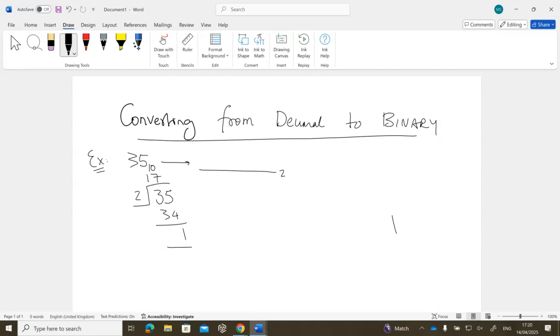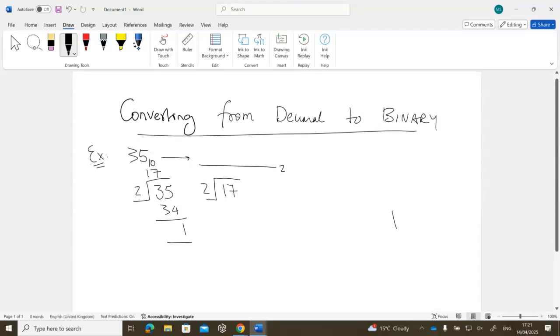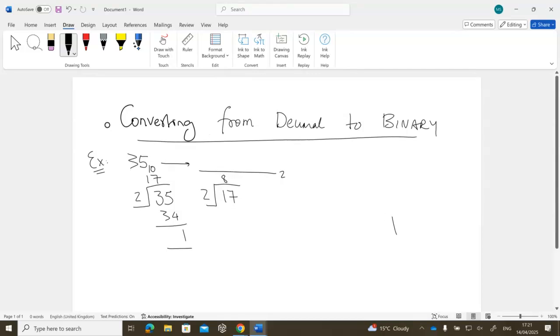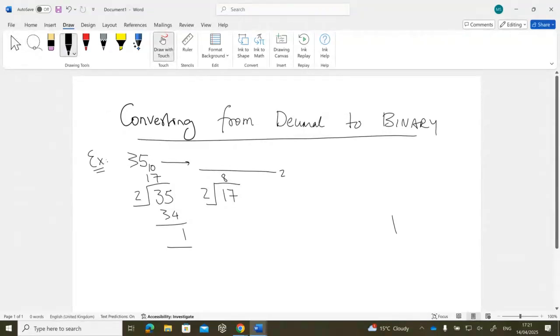So the last digit is 1. Does that make sense? Then take the 17 and divide again by 2. 2 times what takes you closest to 17? So you write down 8 here. 2 times 8 is 16. What is the remainder? So your next digit is also 1.